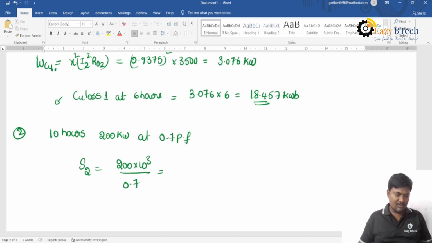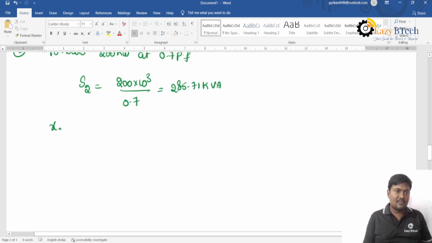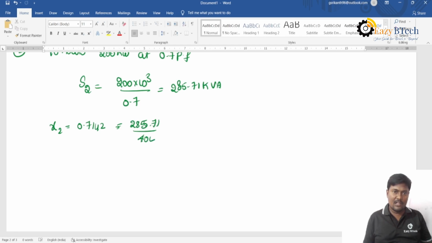0.7, that should be equal to 285.71 kVA. Now find out the x2 value, that is a fraction value, divided by 400, 0.7142, that is 285.71 divided by 400. Then copper loss 2, that is WCE2, is equal to x2 square times of full load copper loss.